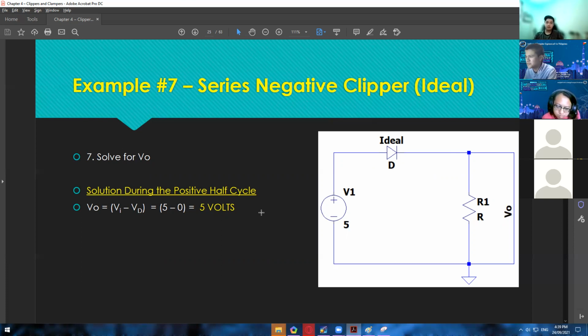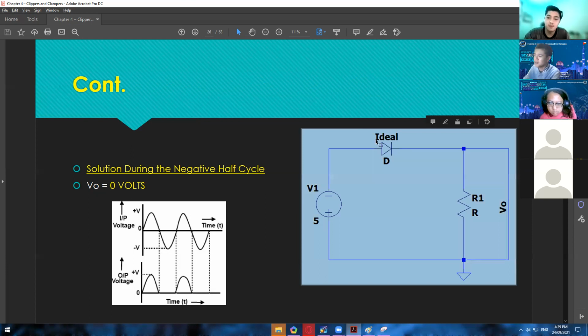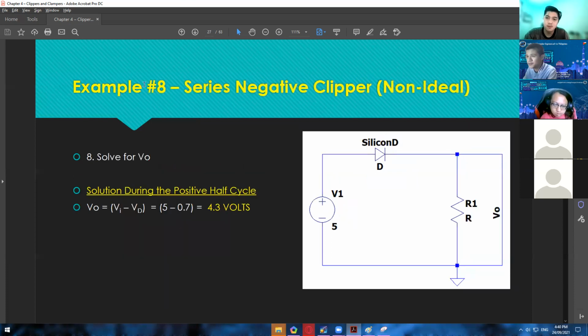Okay, so this one is super simple anyway. And then during the negative half cycle, so negative is connected to positive, and then positive is connected to negative. So we have a reverse bias. So with that, magkakaroon tayo ng open circuit, so walang flow of current. So that is why we have 0 volts in here. Okay, so I hope this one is super clear. And let's now move on to example number 8, where it's now non-ideal. So meron na tayong voltage threshold. So in here, 5 minus 0.7, okay, is now equal to 4.3 volts.